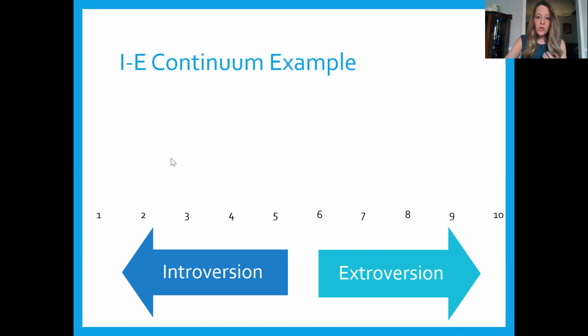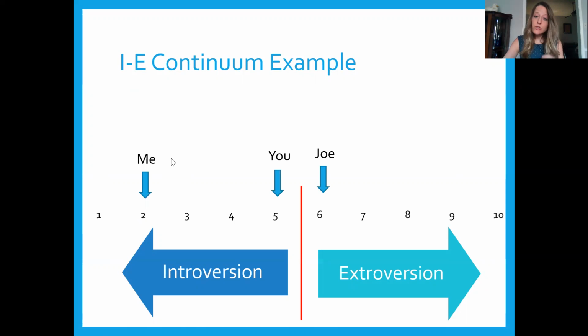So let's say that we have a scale from 1 to 10, with 1 being very introverted and 10 being very extroverted. 5 is our cutoff for the categories. So everyone who scores from 1 to 5 is labeled as introverted, and everyone who scores from 6 to 10 is labeled as extroverted. I score 2, and you score a 5. Finally, Joe scores a 6. You're classified as an introvert, but your score is actually closer to Joe's, an extrovert, than it is to my score as a fellow introvert. It's likely that you have more in common with Joe than you do with me.